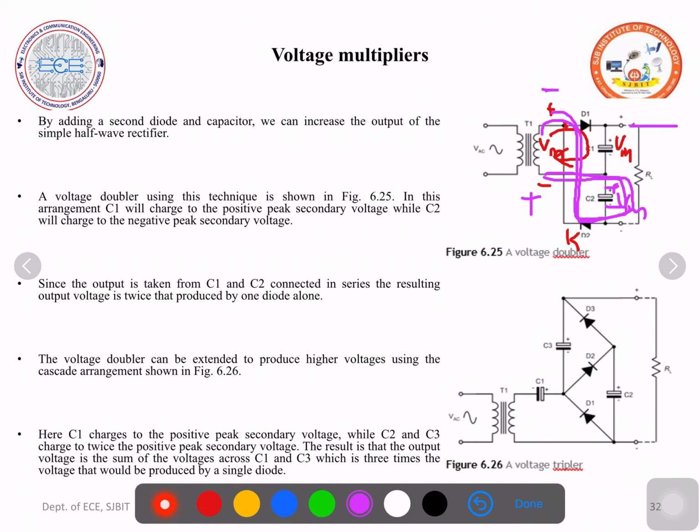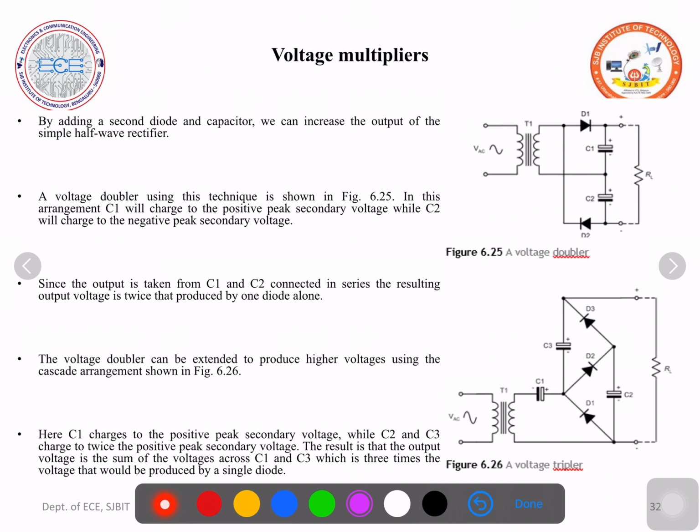If you measure the voltage across the load, now these two capacitors are in series, each with maximum voltage Vm, so totally you will get 2 Vm. So we call it a voltage doubler. Now coming to the voltage tripler circuit, the output voltage will be 3 times the maximum voltage, that is 3 Vm. Now let us start analyzing this.